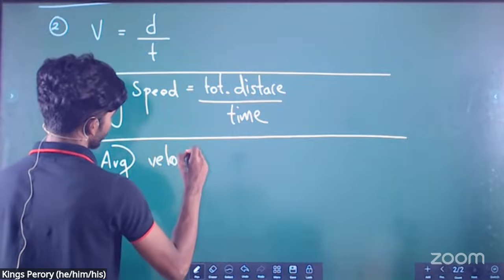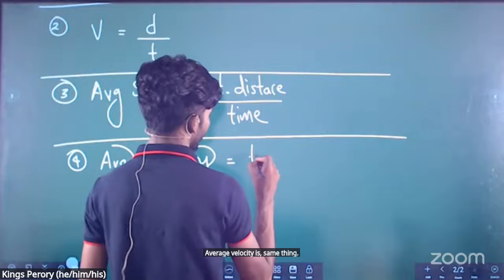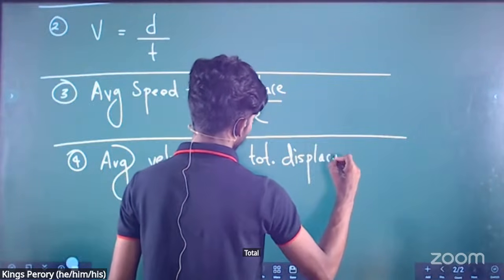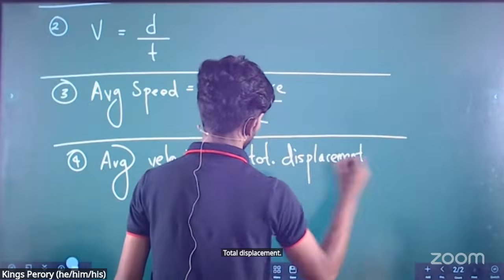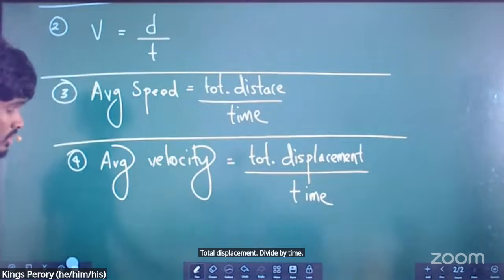Average velocity is the same thing. What you do is you take the total displacement divided by time. Those are the main equations.